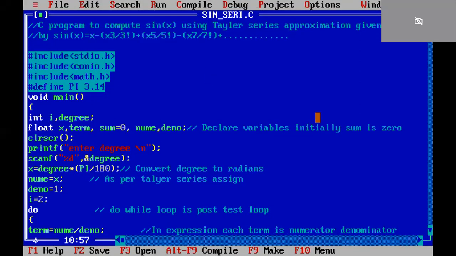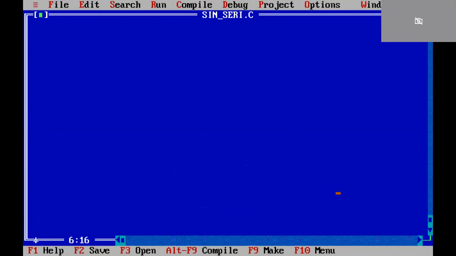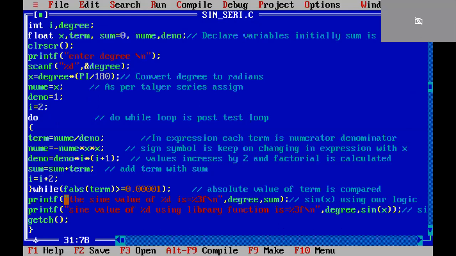So here the program starts with the header files stdio.h, conio.h, math.h. Why are we using math.h? You are already aware of that. In our first program, the quadratic equation, we also used math.h because we are using mathematical operations. Here also, move on to the last statement of the program. You can have a look at fabs, the absolute value of a float. fabs is a mathematical function, so we are using the math.h header file.